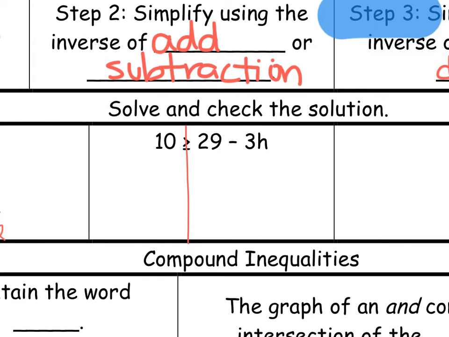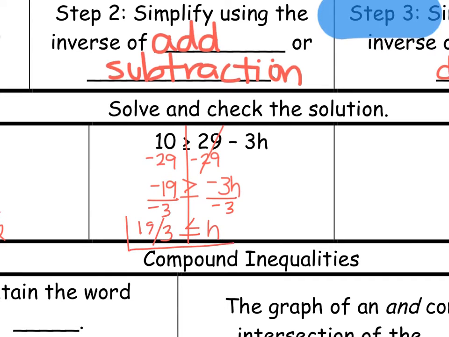Okay, next example. I want to undo this positive number by subtracting it. They cancel. Left side, -19, greater than or equal to -3h. This is the number I need to get rid of, and it's negative, and I undo this multiplication by division. So when I divide by that -3 on both sides, I get 19/3, and that inequality symbol flips around. So I get 19/3 is less than or equal to h, or h is greater than or equal to 19/3.